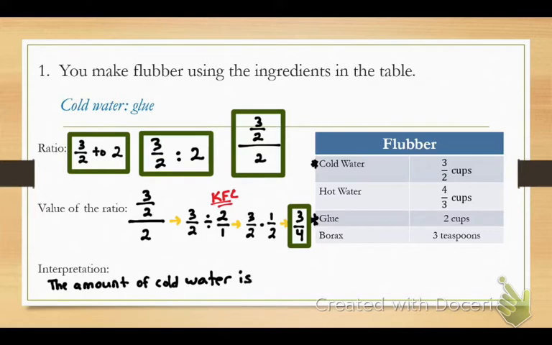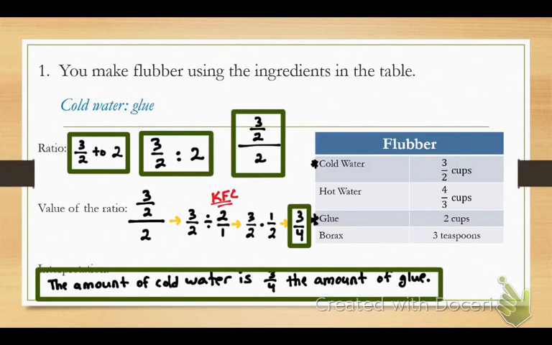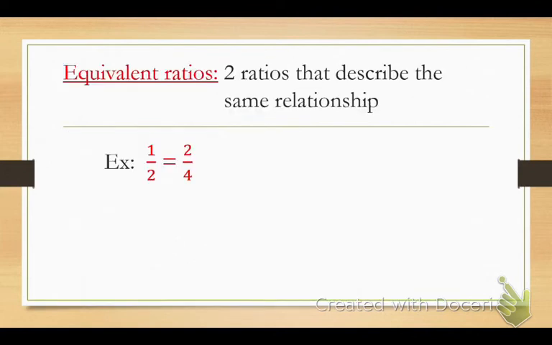And now I'm going to use the value of the ratio that I found. What number did I get for the value of the ratio? 3/4, okay? So the amount of cold water is 3/4 the amount of, and what was the second object that I am comparing it to? Glue. So that's what that whole entire thing means. The amount of cold water is 3/4 the amount of glue. If you would, I want you to pull out your red pen and fill this in.